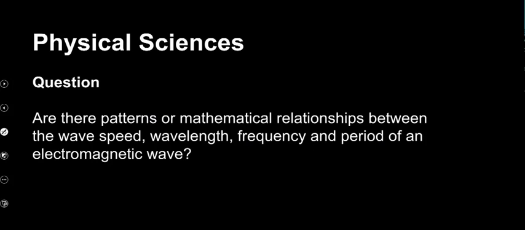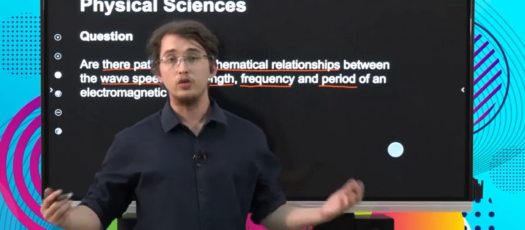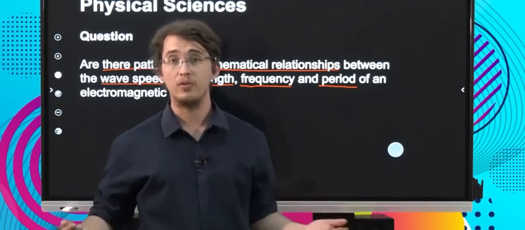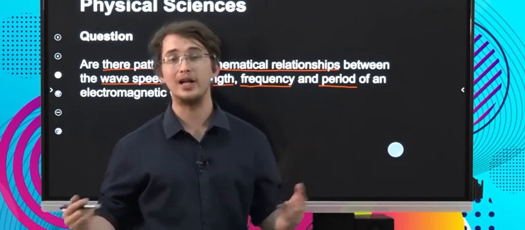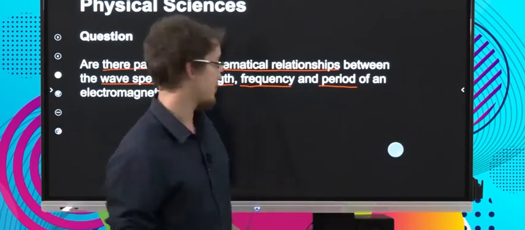Our question asks, are there patterns or mathematical relationships between the wave's speed, wavelength, frequency, and period of our electromagnetic wave? So let's have a look at one of our diagrams from earlier and see if we can get a feel for the pattern or relationship that might be present.